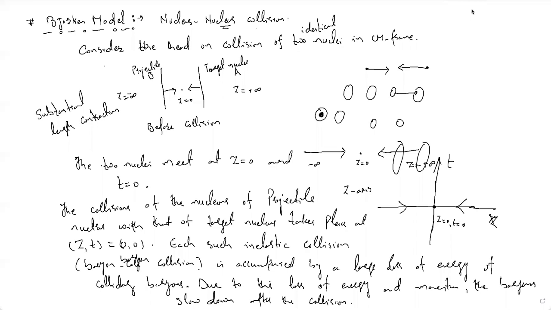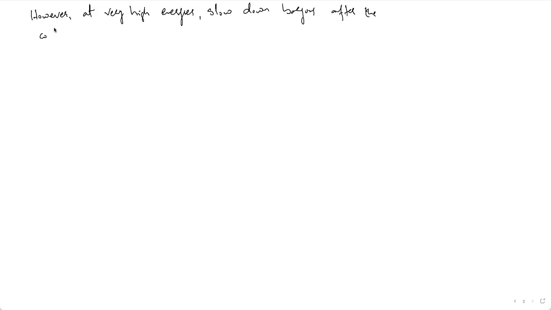Anyways, so what I said, due to this loss of energy and momentum, the baryons will slow down after the collision. However, at very high energies, these slowed down baryons after the collision... So what I was saying, this is one projectile nucleus coming in this direction, and this is coming in the other direction. Once they collide, they will lose energy, and because of this loss of energy and momentum, these baryons will slow down.